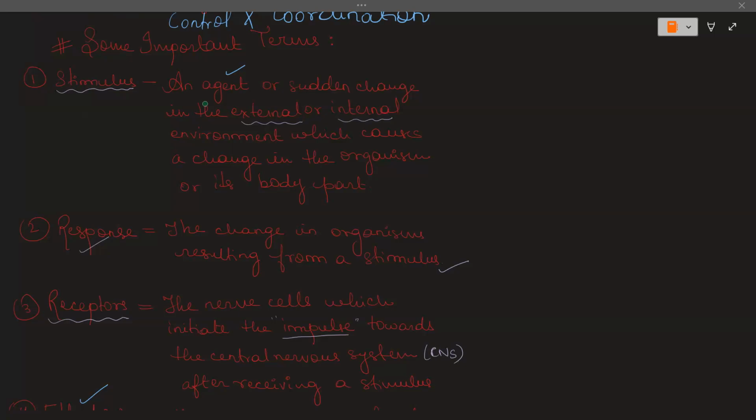So I am talking about some of the important terms of the control and coordination chapter. Before talking about the depth of the chapter, first we'll talk about the important terms.